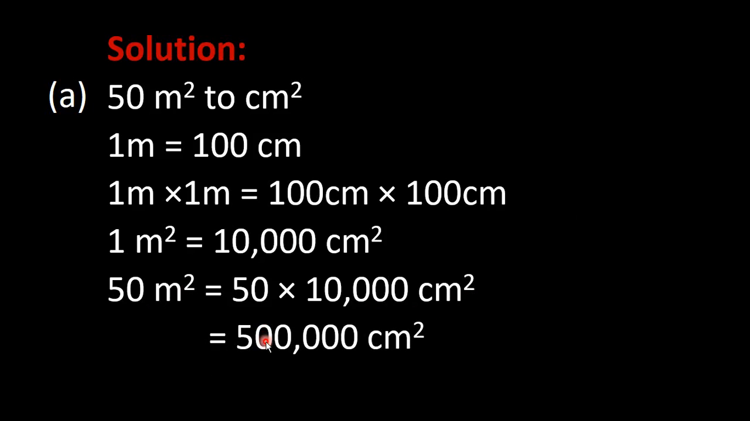That is part A. Let's look at part B. Part B, we have 20 kilometers squared to meters squared. First of all, these are big units to small units. So we shall say that 1 kilometer is equal to 1,000 meters.